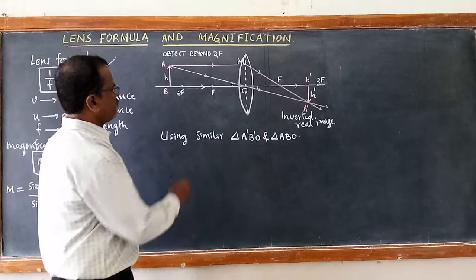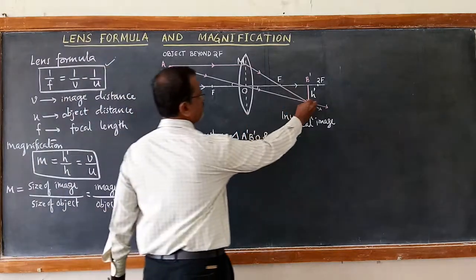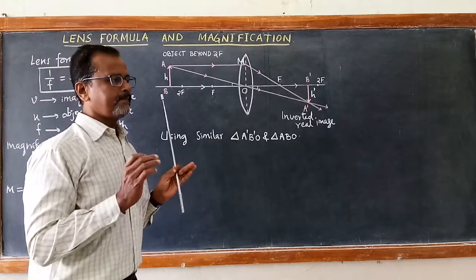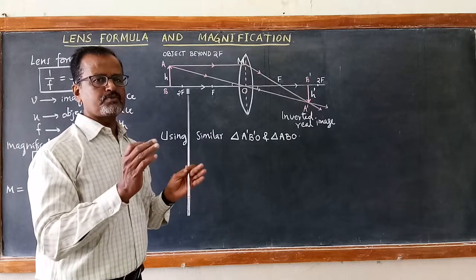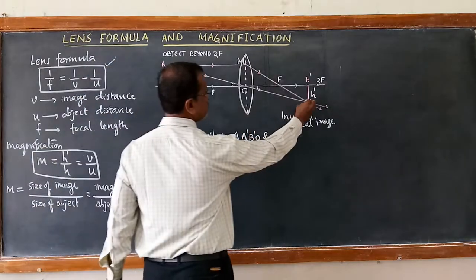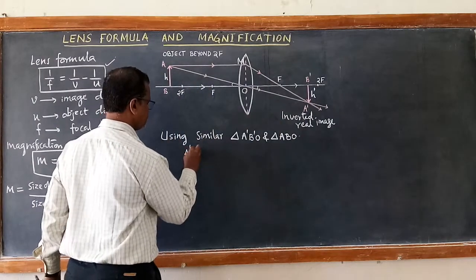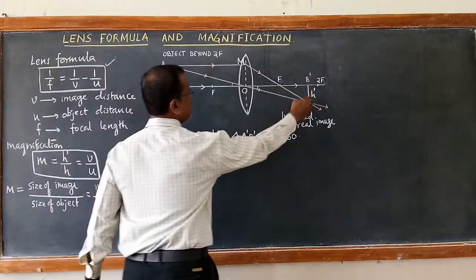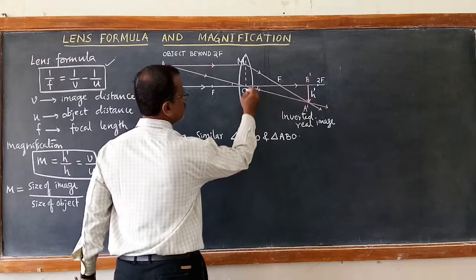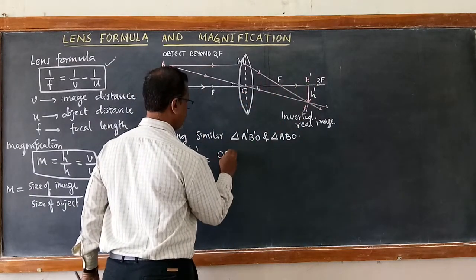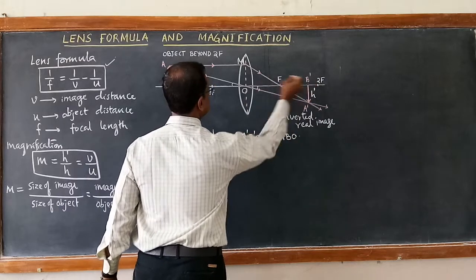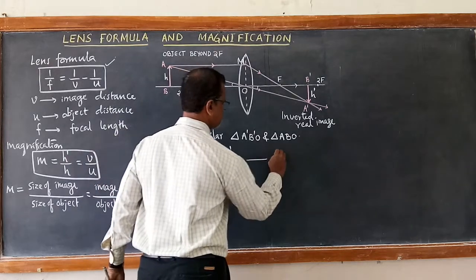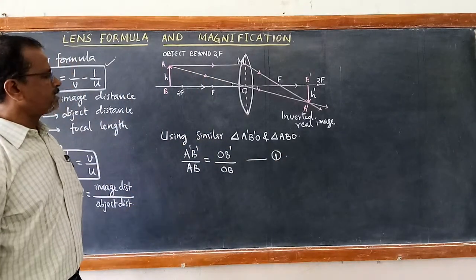Now, using the property of similar triangles, the ratio of corresponding sides are equal. Remember this. For a pair of similar triangles, the ratio of corresponding sides are equal. What is that ratio? A'B' divided by AB equal to, what is the corresponding side here? OB'. OB' is the base, and what is the corresponding side here? OB. OB' by OB. Call this equation number 1.